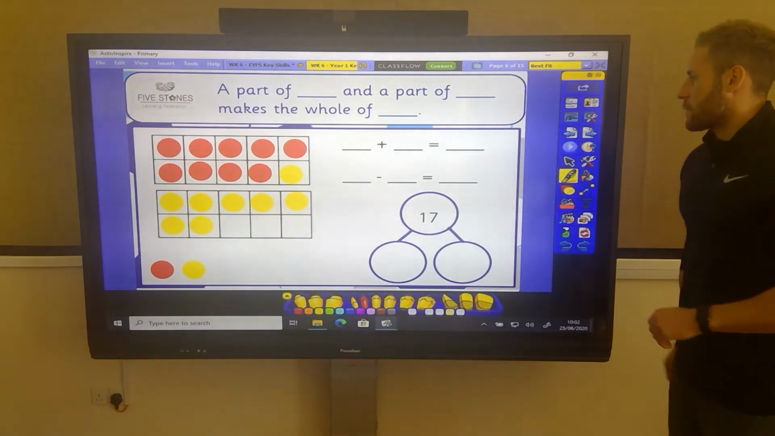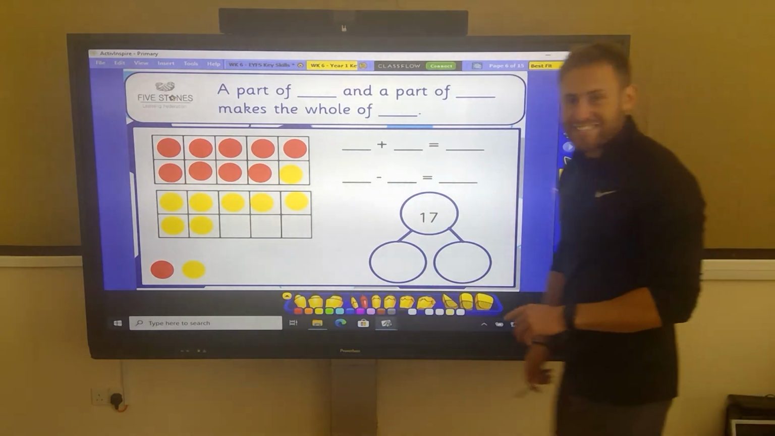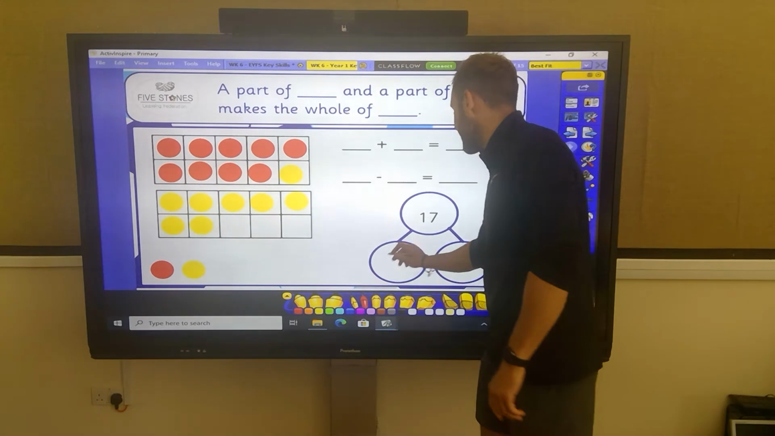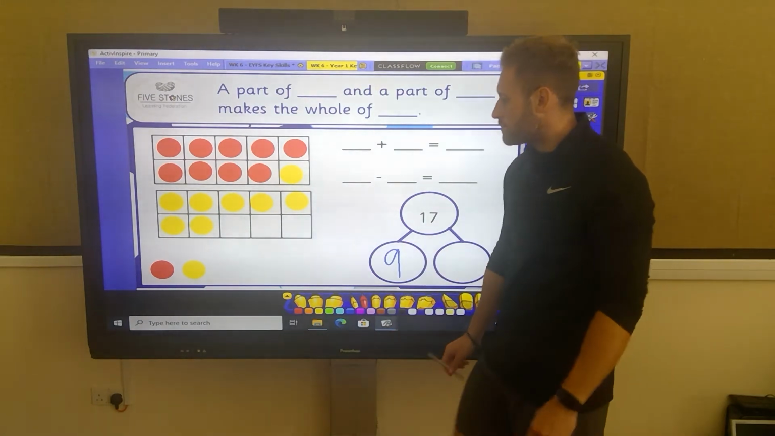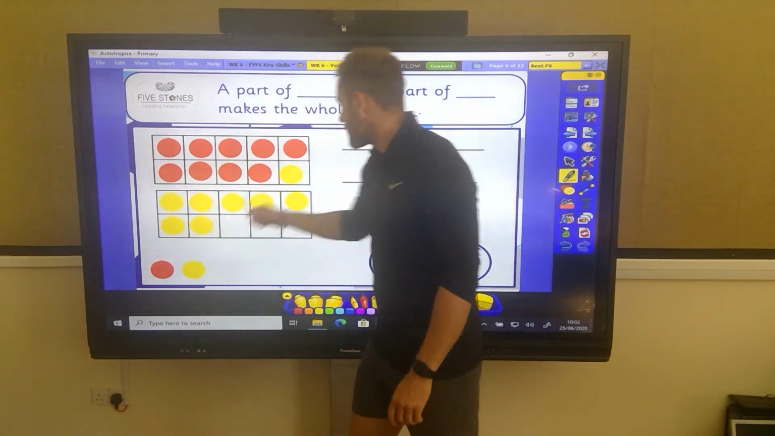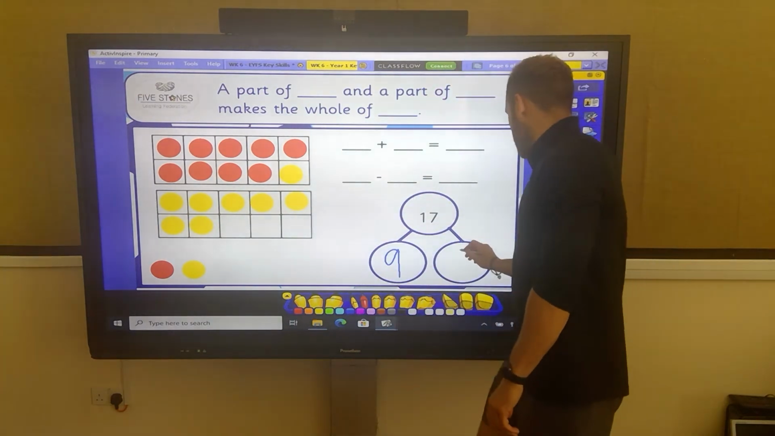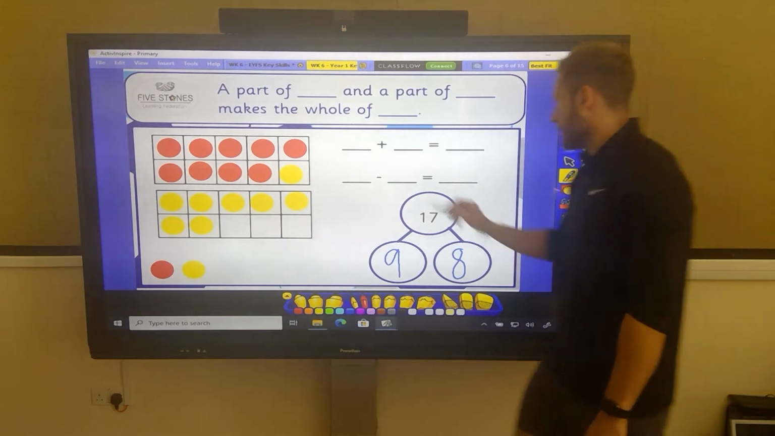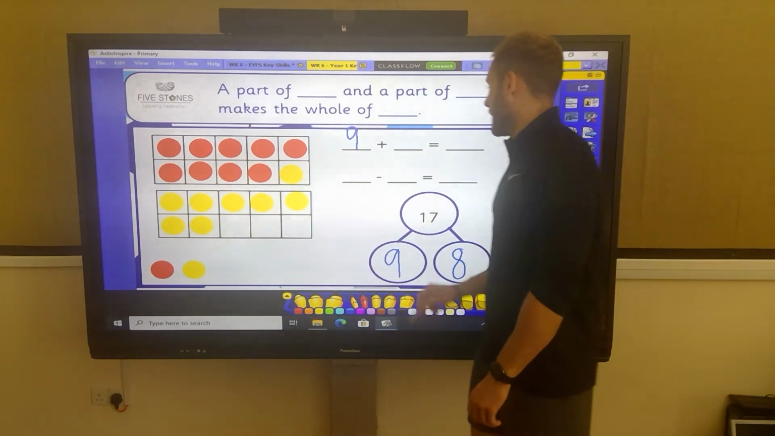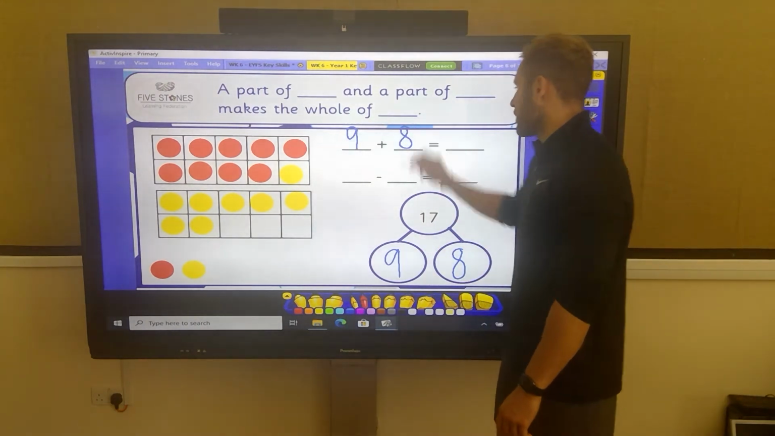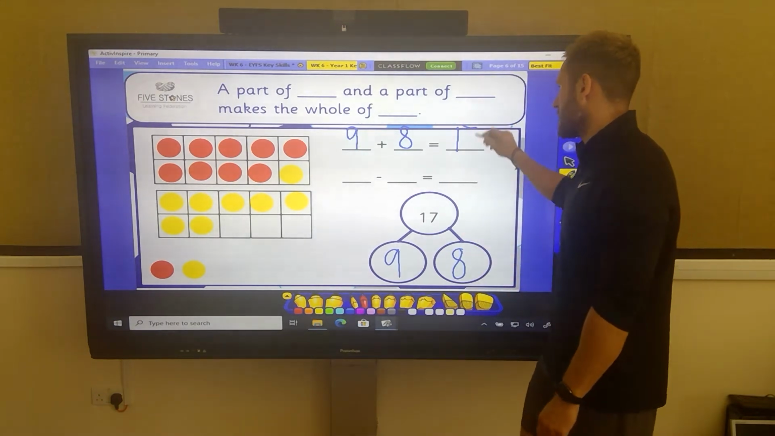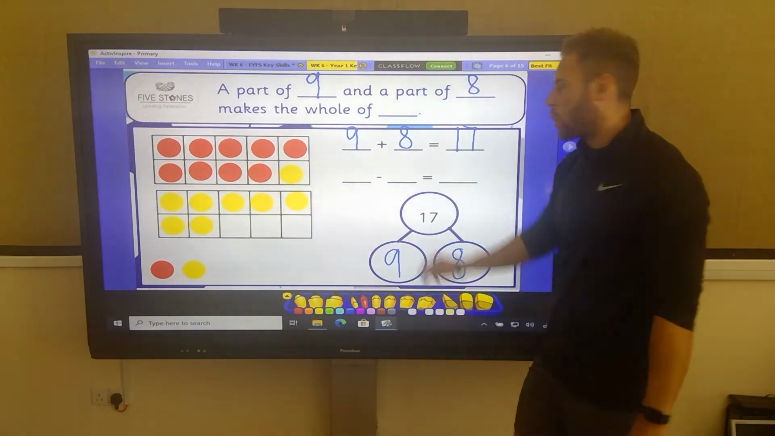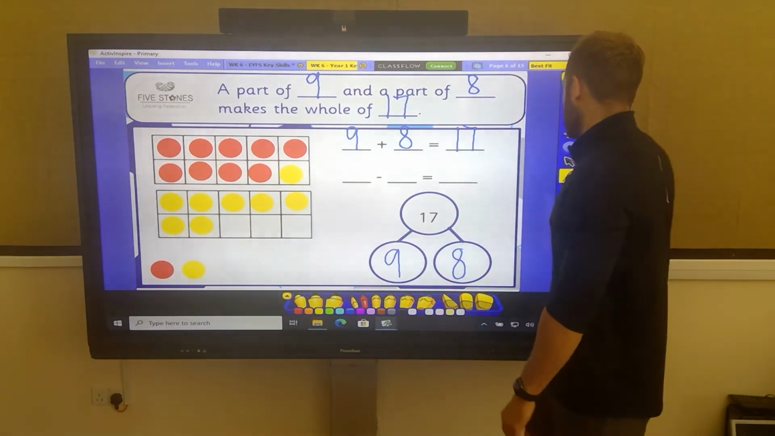Keep the video paused if you like more time. As you can see in the red, we've got 5, 6, 7, 8, 9, a part of 9. And in the yellow, I can see 5, 6, 7, 8. We've got a part of 9 and a part of 8. So I've got a part of 9, and we add the part of 8, we're going to equal 17. Because a part of 9 and a part of 8 makes the whole of 17.